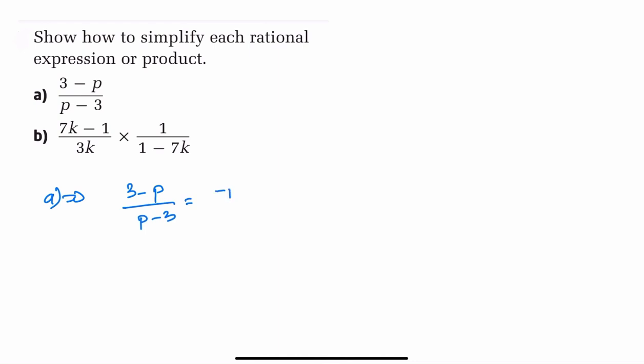So this is equal to minus P plus 3 over P minus 3, which is equal to minus 1 times P minus 3 over P minus 3. And you can see this minus came from minus 1 times minus, it will give us plus. And minus 1 times P, it will give us minus P. So we have P minus 3, we just can reduce it, and we will end up with minus 1. Good.